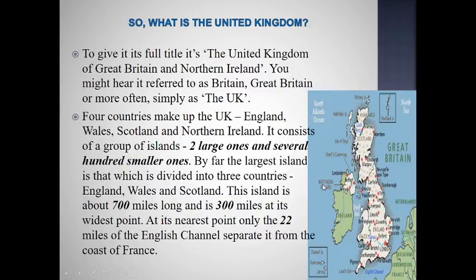Read this text attentively, then we try to answer the question. By far the largest island is that which is divided into 3 countries, England, Wales, and Scotland. This island is about 700 miles long and is 300 miles at its widest point. At its nearest point, only the 22 miles of the English Channel separated from the coast of France.